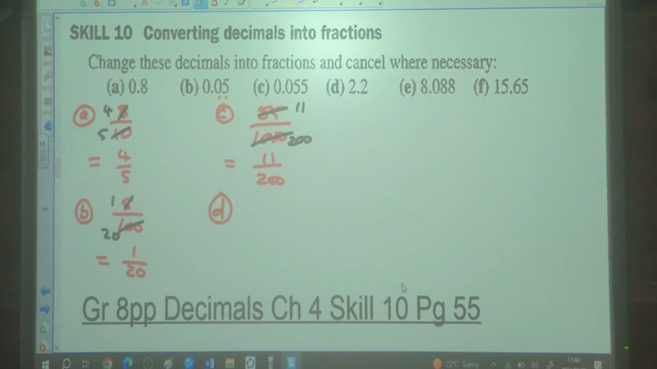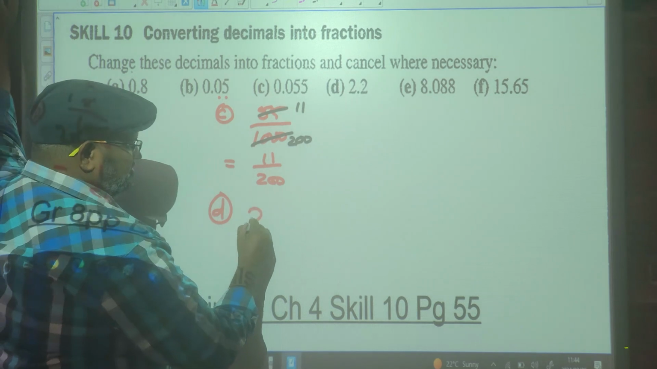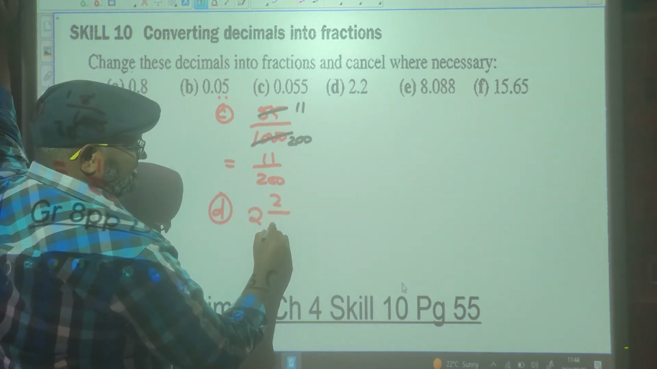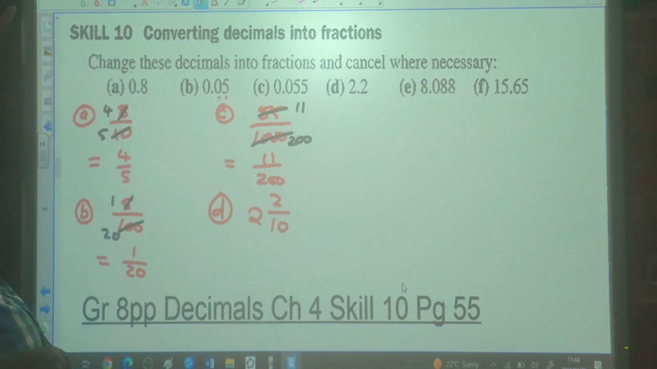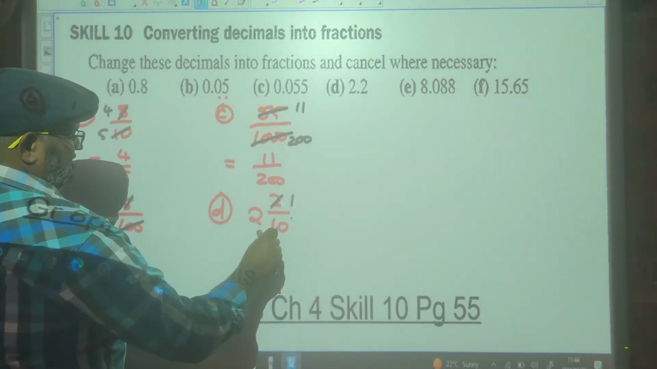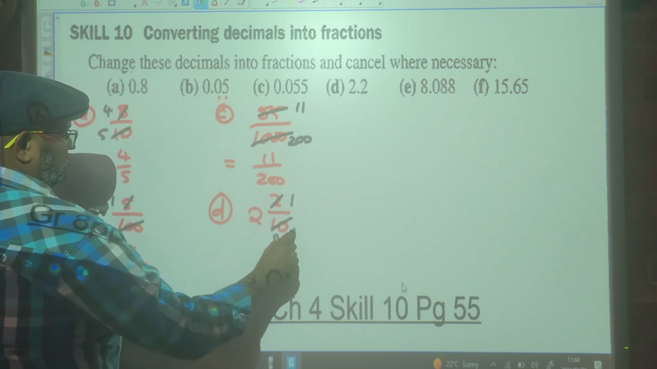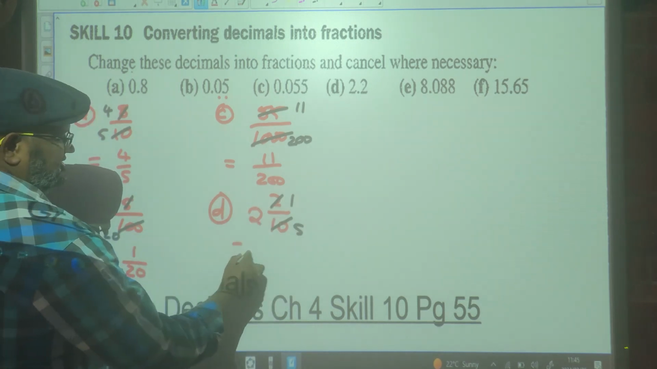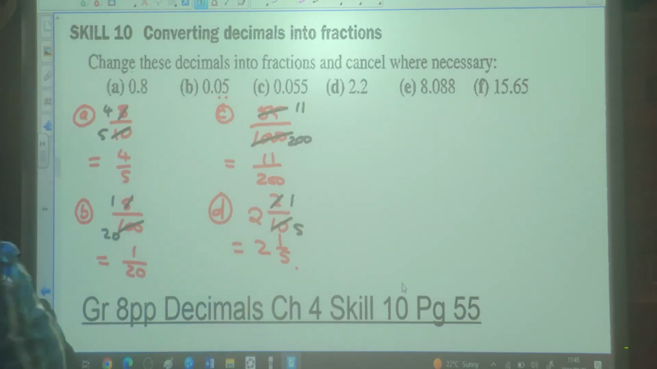Look at D. 2,2. So this can be written as 2 and 2 over 10. So what number goes into both without remainder? 2. 2 goes into 2 once, 2 goes into 10, 5 times. So the answer is 2 and a fifth. Or I could have written it as 22 over 10, which is then 11 over 5. It's the same, no?